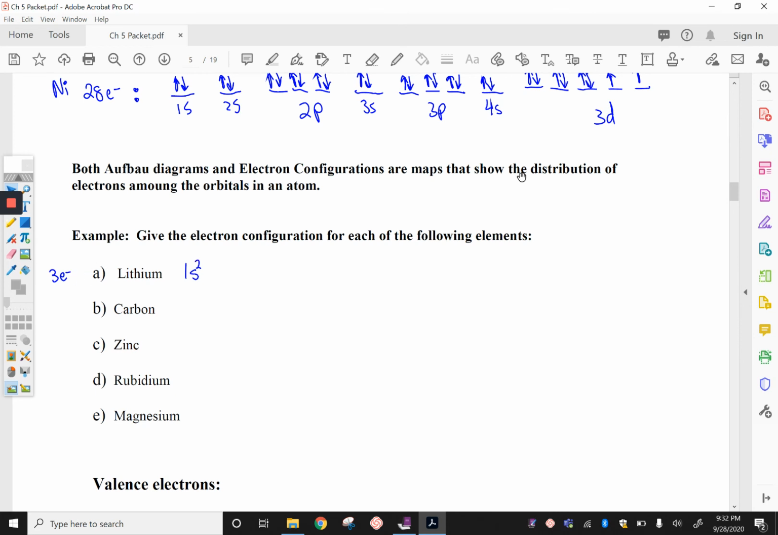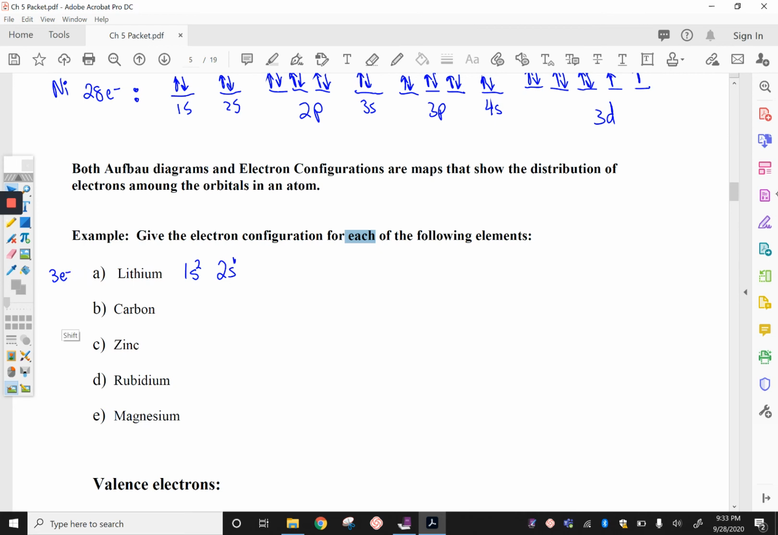Okay, that takes 2 electrons. I need 1 more, right? So I go to the 2s. The 2s can hold up to 2 electrons, but I only need 1. So the electron configuration for lithium is 1s2, 2s1. If I add up my superscripts, I should get the total number of electrons. So 2 and 1 is 3 electrons.